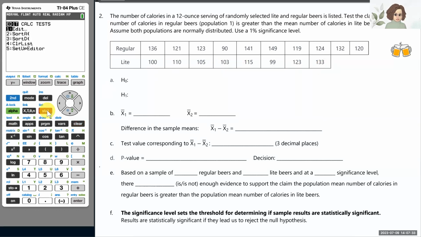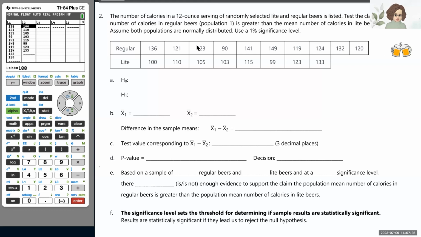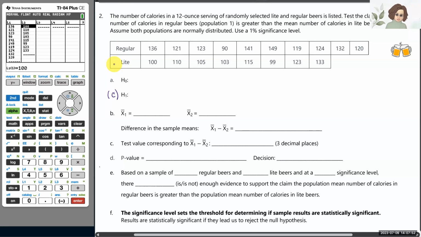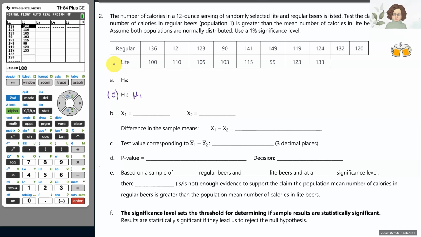When we're given the data, the first step is to enter that data in our calculator. I've done that already. If you'd like to pause and enter your regular beer calories in L1 and your light beer calories in L2, then we'll move forward to our hypotheses. I'm going to put the claim here first. We're testing the claim that the population mean calories in all regular beers is greater than the population mean calories in light beers. So our null hypothesis will be that those means are actually the same.